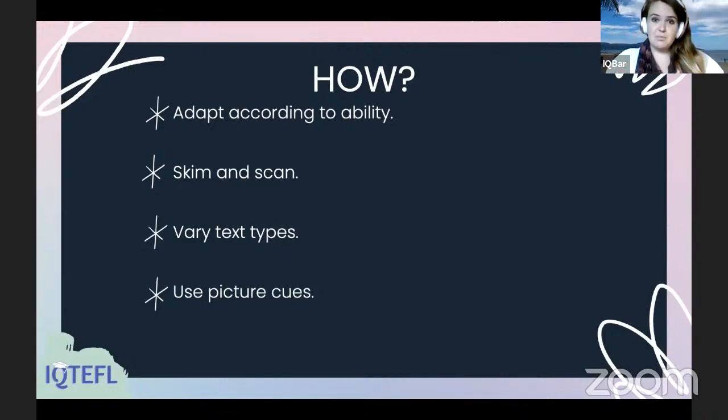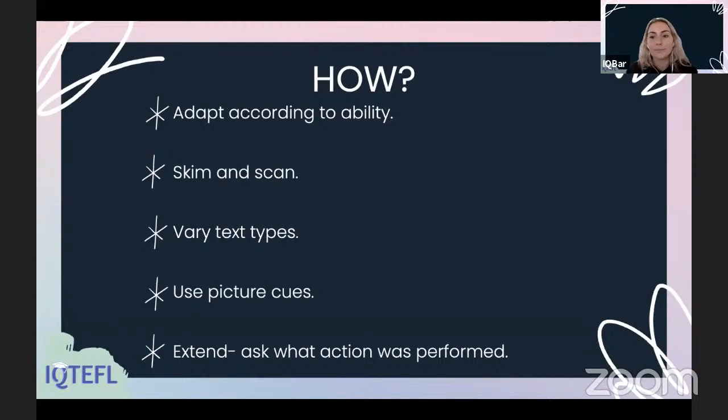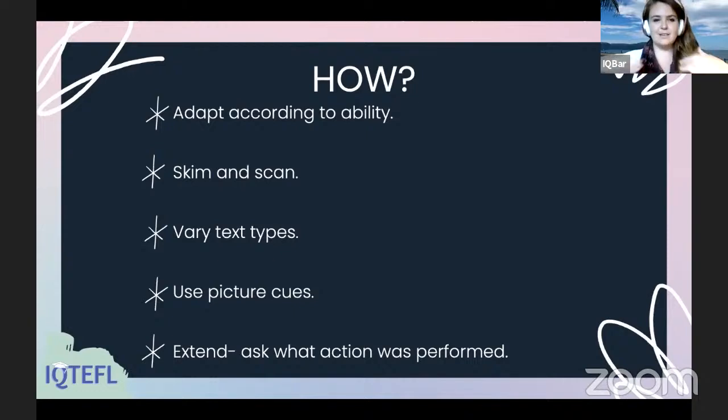And as Rose said before, picture cues are really great for lower level students or students who are struggling a bit, to be able to find the action that is being performed in the passive voice sentence, or to look for certain things they might need to look out for. And lastly, I think in any lesson where you're doing a text, you want to extend and do a bit of comprehension. And in this case, you could ask them what action was being performed or what the subject was in the passive voice sentence to make sure that they fully understood what they've read.